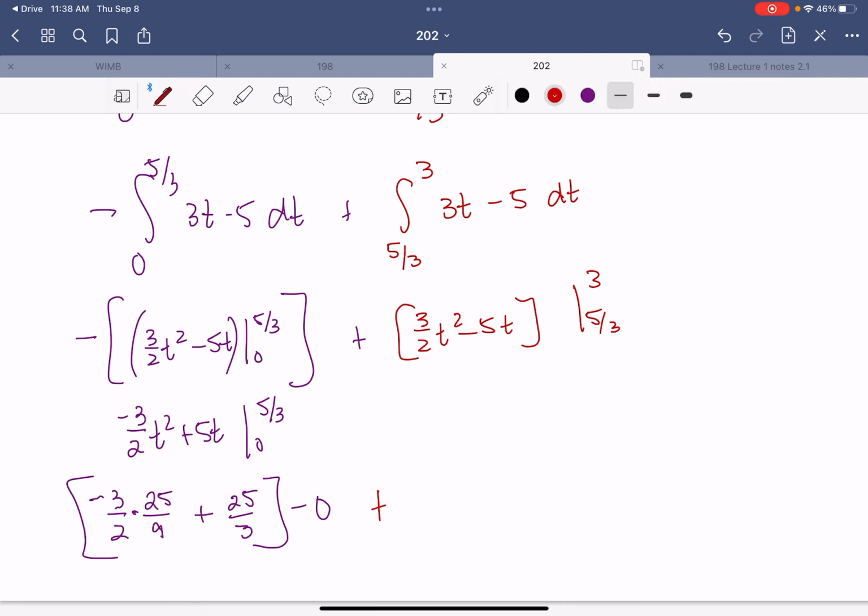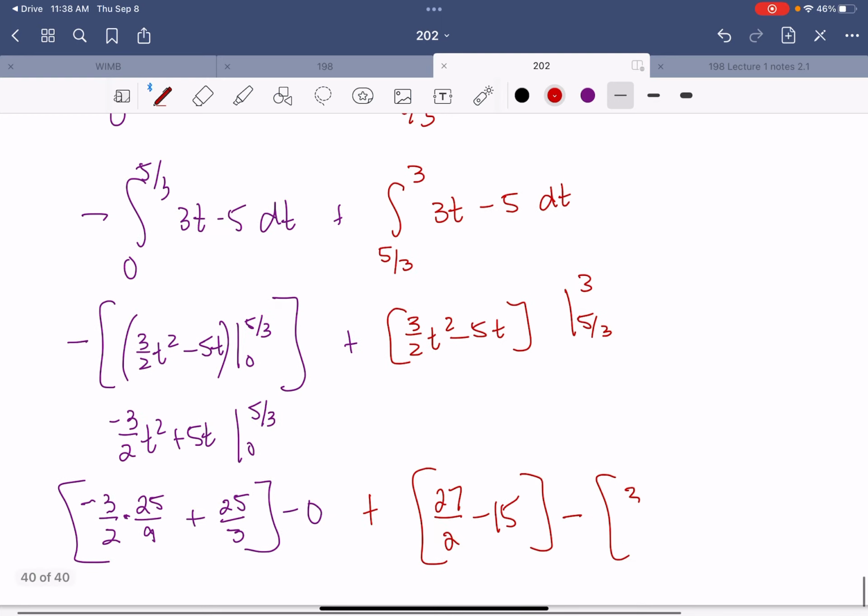Over here, we're plugging in the top number first. So 3 squared is 9. 27 over 2 minus 15. That's what we get for the 3. Minus, when we plug in 5/3, we get 3 halves times 25 over 3 minus 25 over 3.